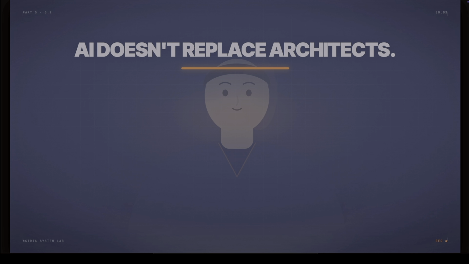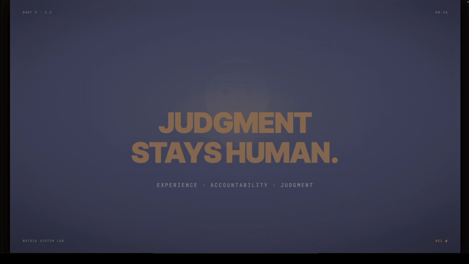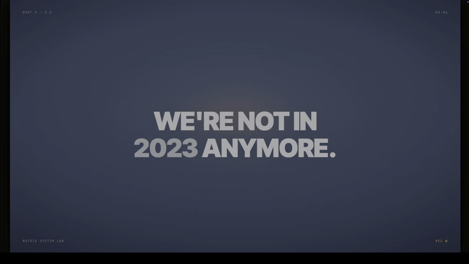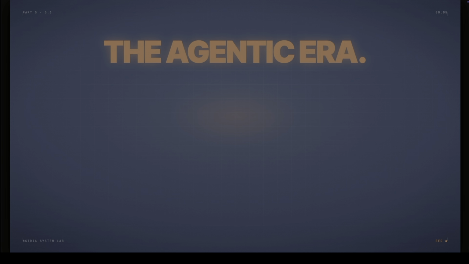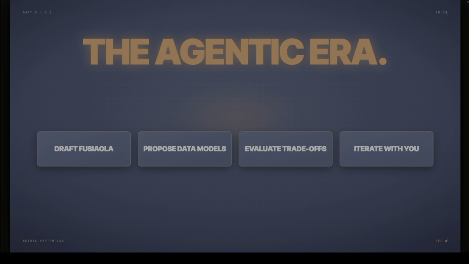AI doesn't replace architects. It can't make trade-off decisions. It can't sit in a review board and defend its choices under cross-examination. The judgment, the experience, the human accountability, that's still yours. That's not going anywhere. We are not in 2023 anymore. The AI tools available in 2026 are not chatbots that answer questions. We are in the agentic era.